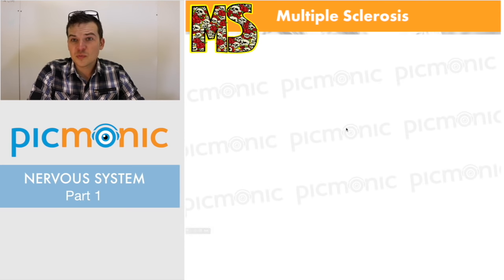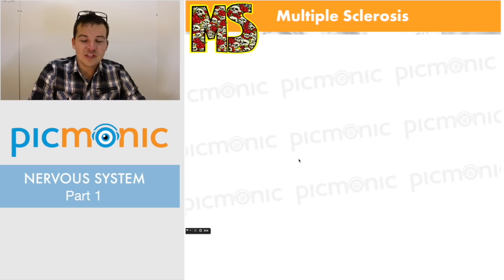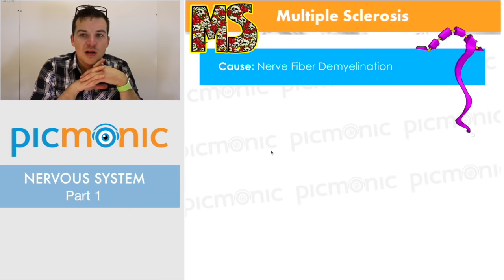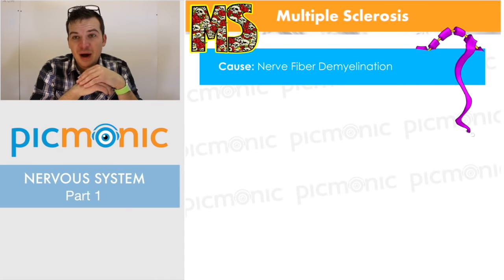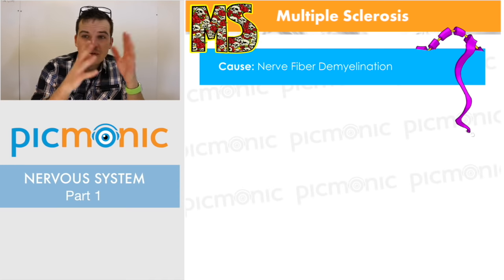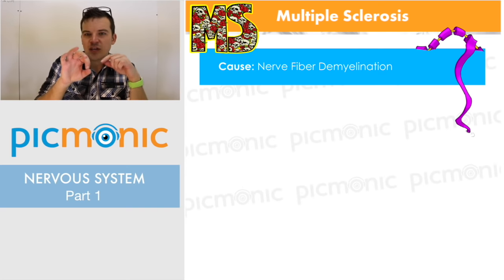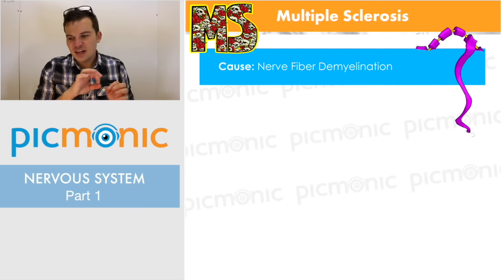Next, we're going to talk about multiple sclerosis. Multiple sclerosis is an important disease that you need to know, and you really have to understand what's going on. So let's talk about multiple sclerosis. What is actually going on? Well, it's destruction of the myelin sheath, nerve fiber demyelination. And a sheath is something that goes over top of. It's kind of the cover.